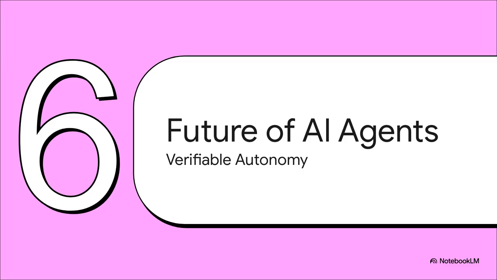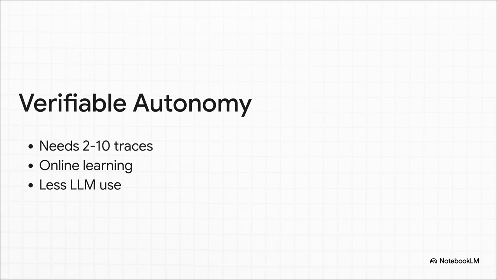Finally, Section 6, the future of AI agents. Verifiable autonomy. By moving our source of truth away from an agent's internal logic and onto a learned external structure, we are finally ready to talk about production infrastructure. Now, while this is a massive leap forward, there are still a few limitations. Right now, it does require 2 to 10 initial successful traces to learn from. It can't just learn from failure logs quite yet.